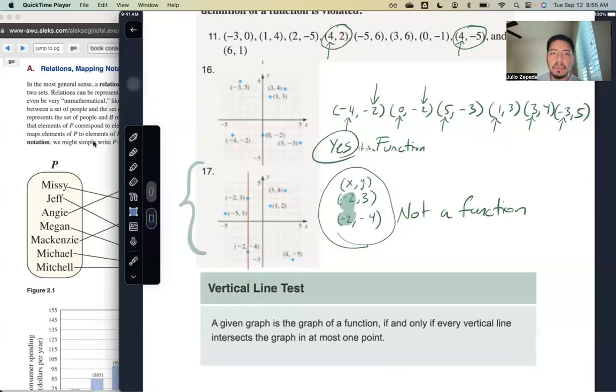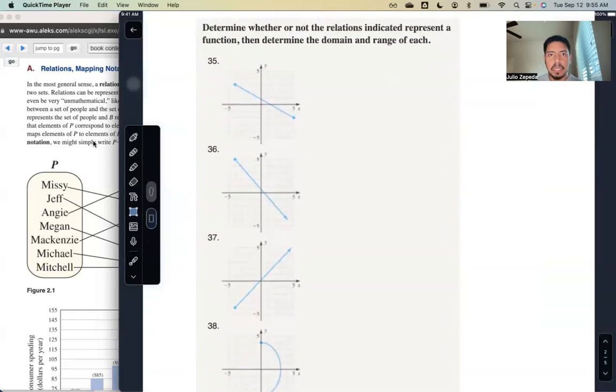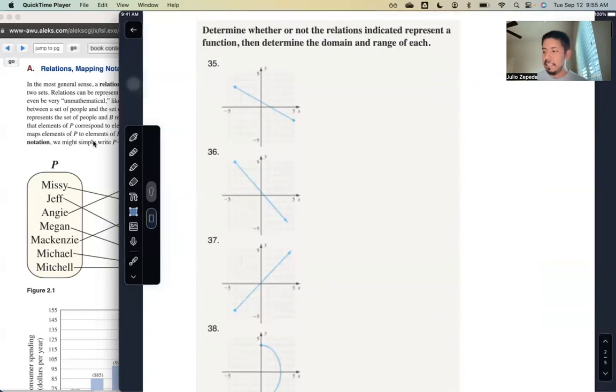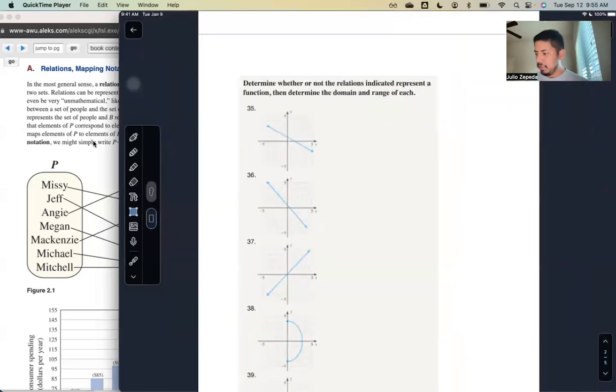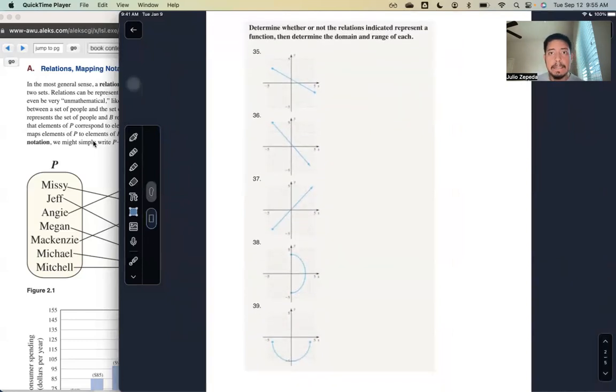Okay, so the vertical line test is a very good test for checking whether or not something is a function. Here we have a bunch of examples, and we'll do a few of them. Maybe we'll do all of these here and determine whether or not they are functions. So let's start with number 35 and just quickly determine whether or not it's a function.